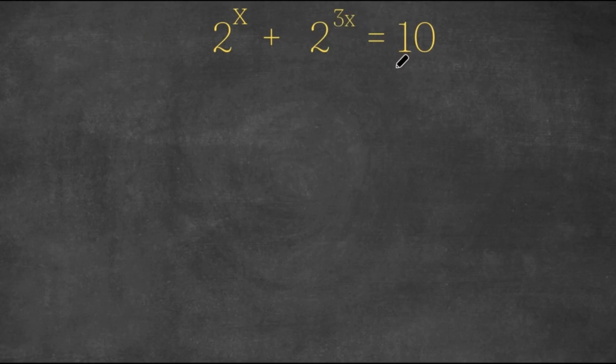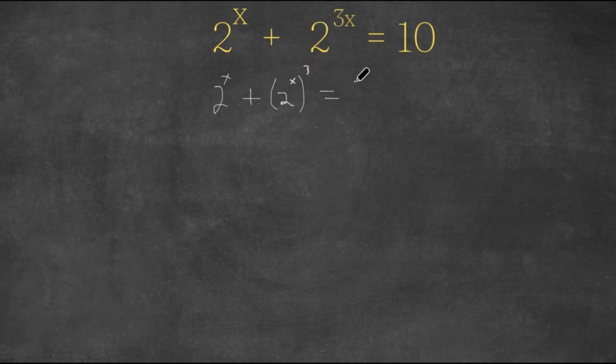And what we're going to do first is rewrite this equation. We're going to write this as 2 to the power of x plus 2 to the power of x, all to the power of 3. Because remember, when we have something like this, this is equal to x times 3. We multiply the exponents. So we're simply reversing that.